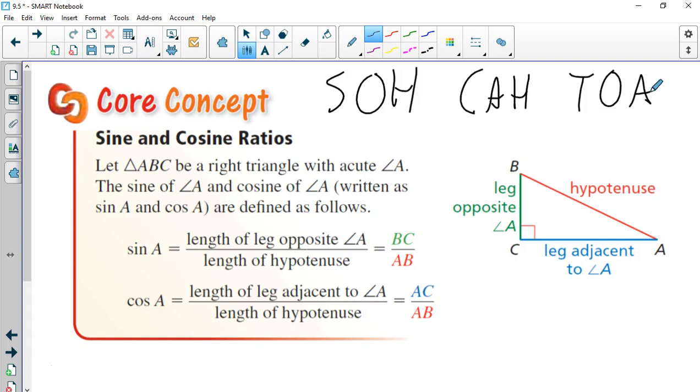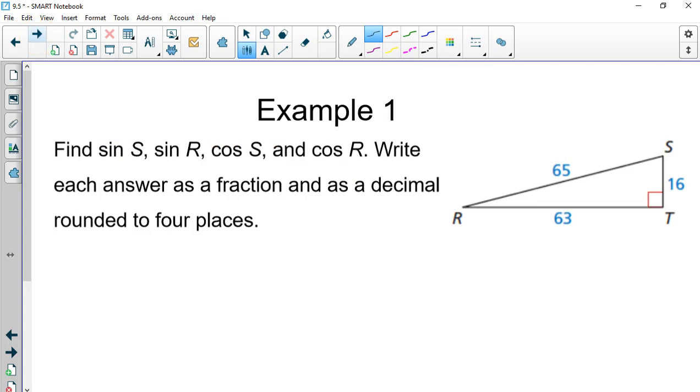Now notice how we see leg adjacent to A and leg opposite A. We've been talking about that already. And then we always know the hypotenuse is that longest side. So, example 1. It says find sine of S, sine of R, cosine of S, and cosine of R. So, we're going to be looking at first from S. Alright? And we're going to find sine. Well, remember, sine is opposite over hypotenuse. So the opposite is going to be 63, and the hypotenuse is never going to change. That's always 65.